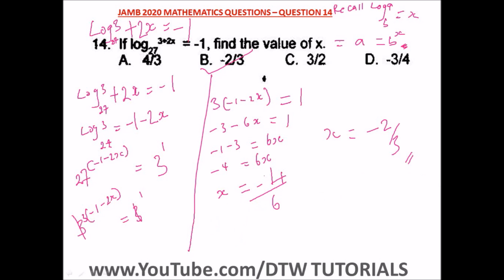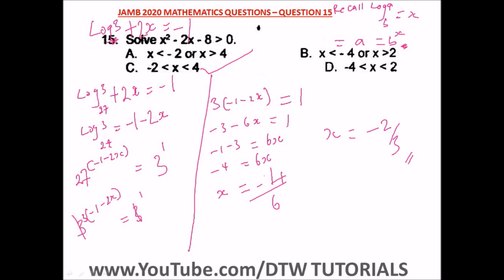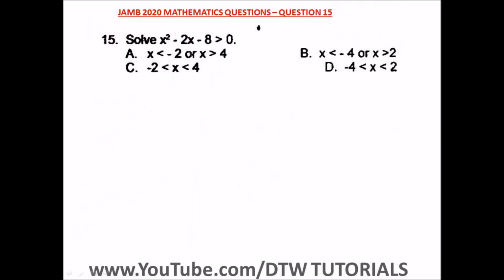We have, yes, question number 15. So this is question number 15 of the Jamb Maths 2020 past question. We need to solve for x squared minus 2x minus 8 greater than what? 0.